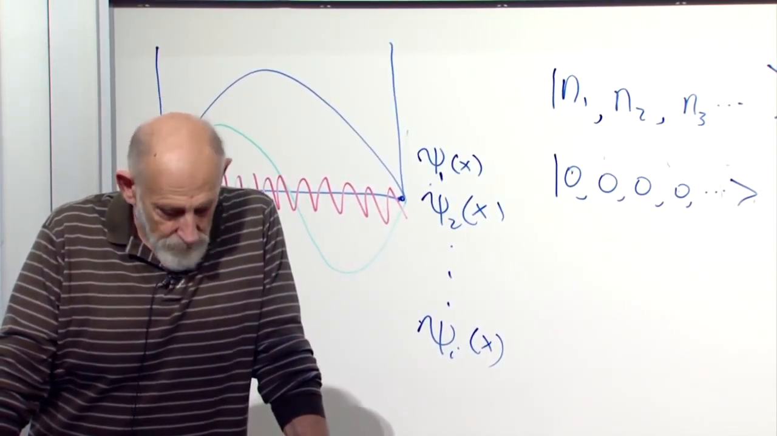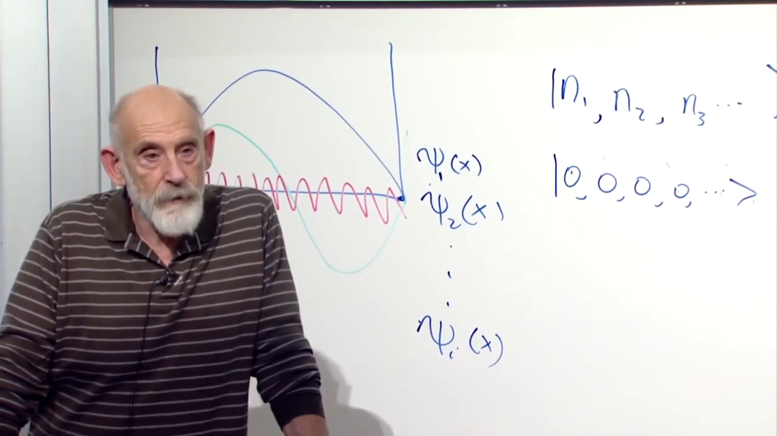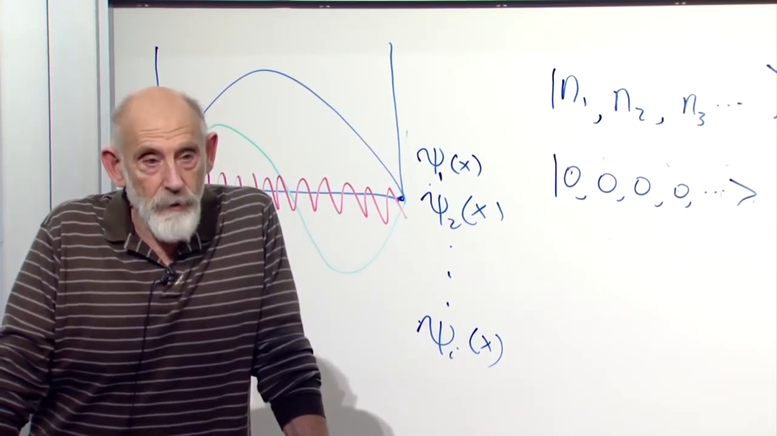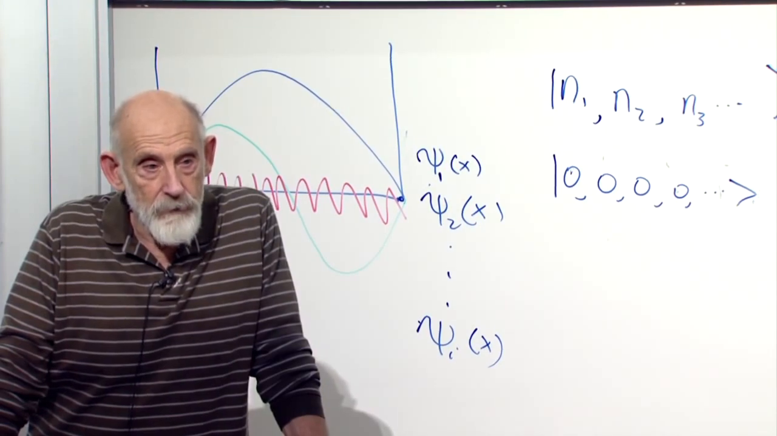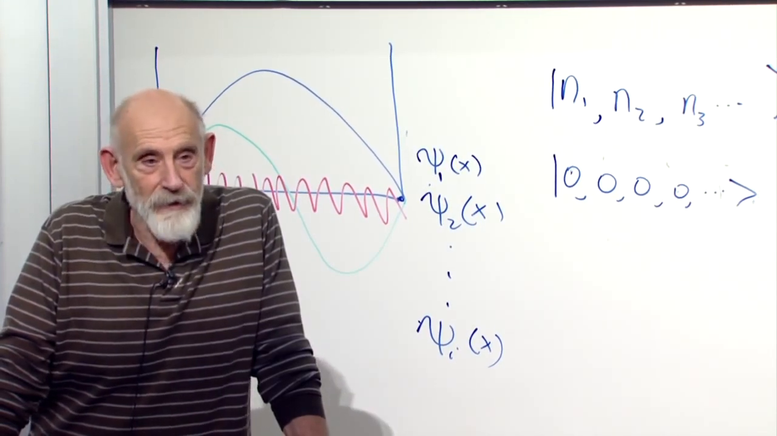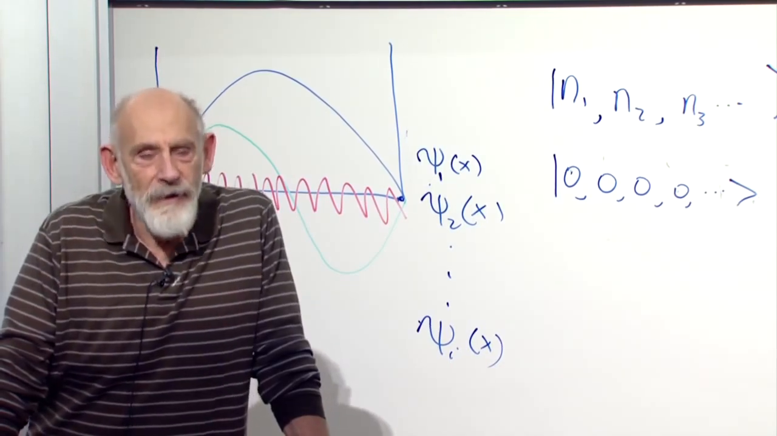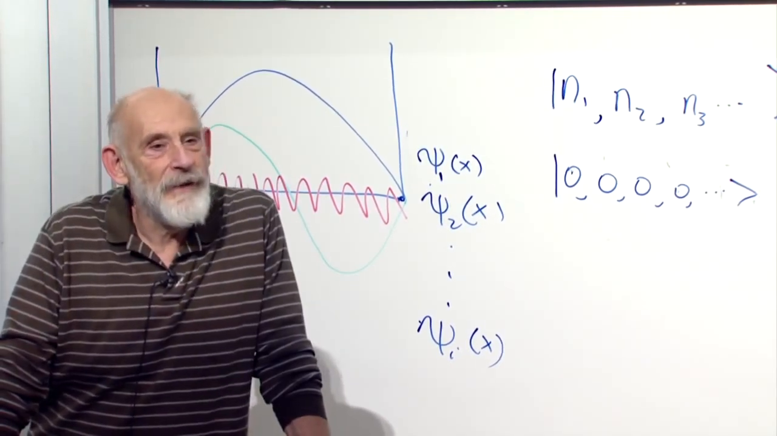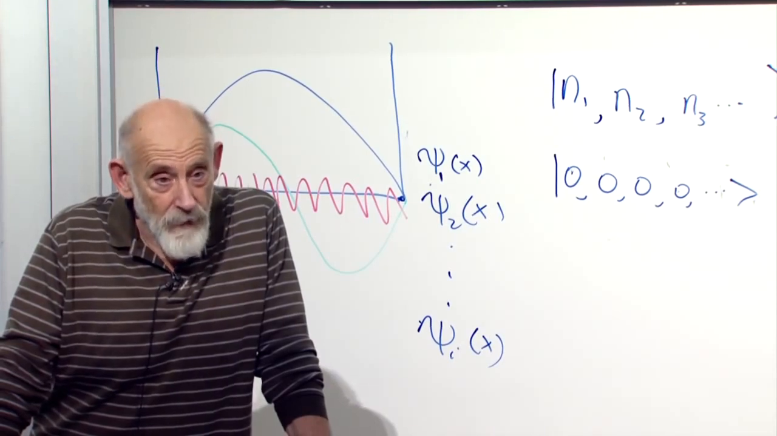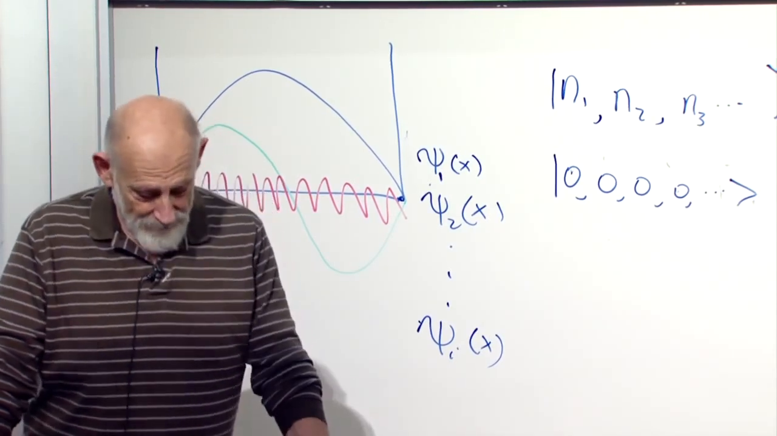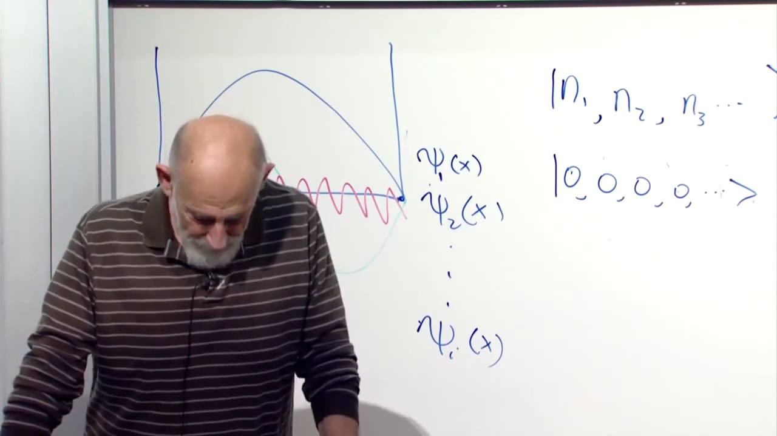But if it was occupied, you still couldn't lower it. If it were occupied, you can lower it. The ground state? No, the ground state is not occupied. The ground state and the vacuum are the same thing.